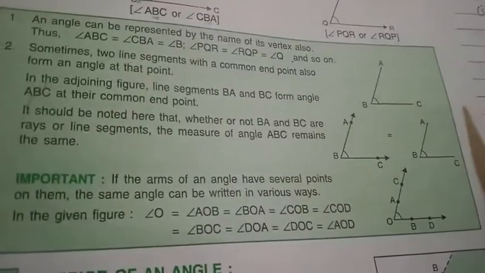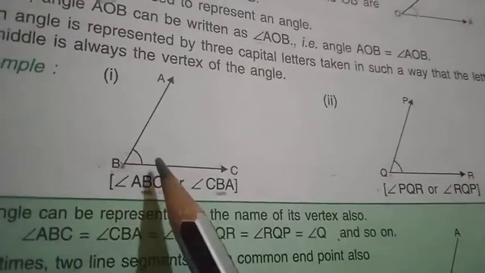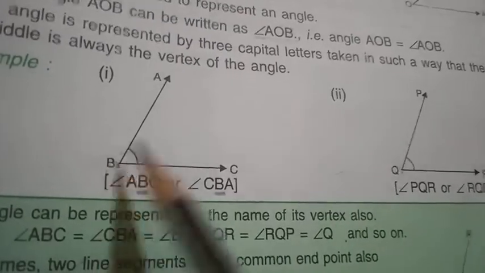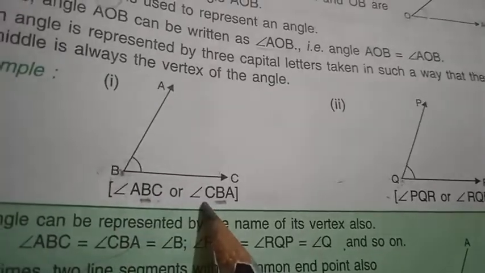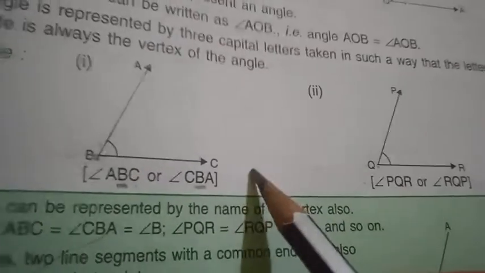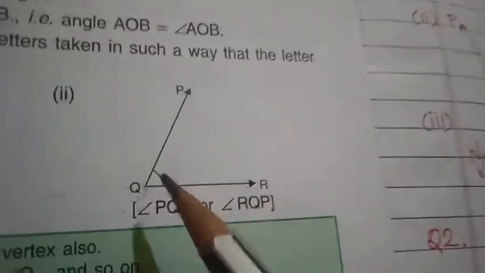Now, what is important here is I can name these angles according to their vertex also. Now this angle ABC, angle CBA we have seen. The same angle can be named as angle B according to its vertex. Okay. And here angle PQR can be named according to its vertex, that is angle Q. Alright.